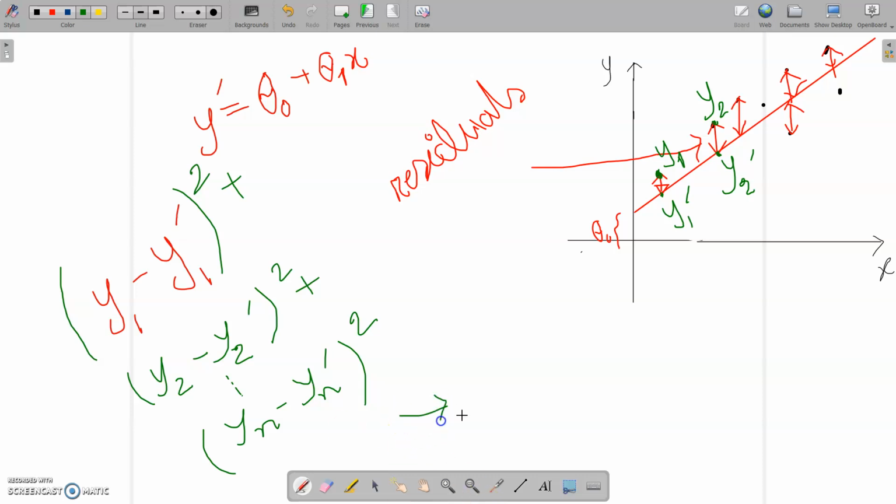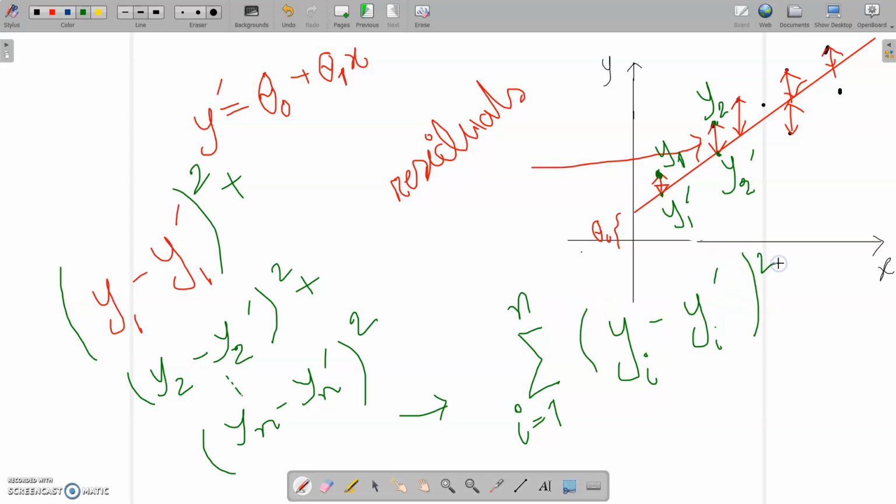So we can write it this way: summation of i equals 1, that is the first point to the nth point. From the first point to the nth point, what are we calculating? yi, that is the original value, minus yi prime, that is the predicted value, and their square. So you can think of it this way: this is your function. Let's name it J. So this is your least square regression function.